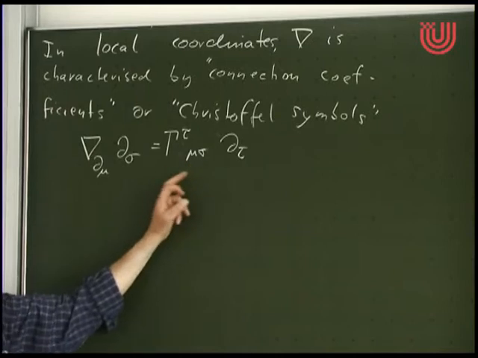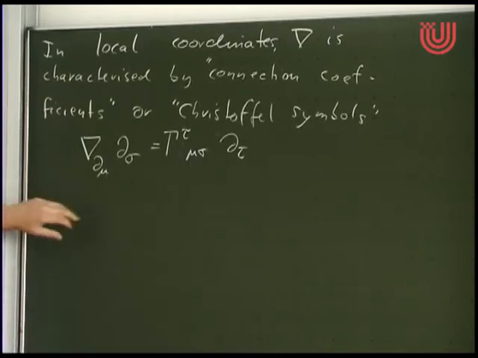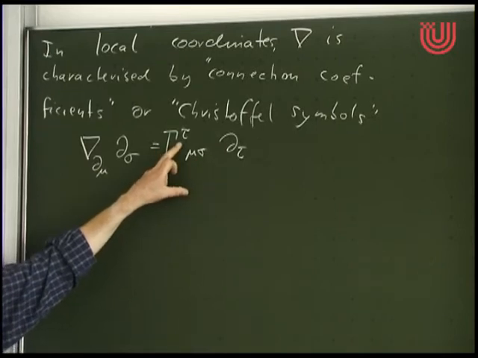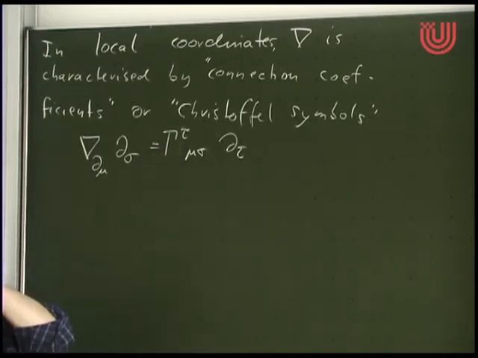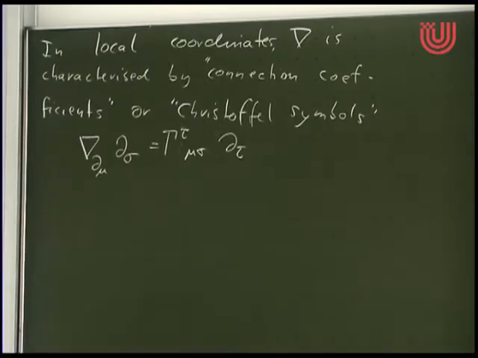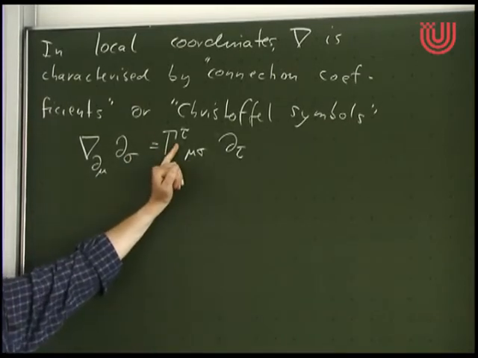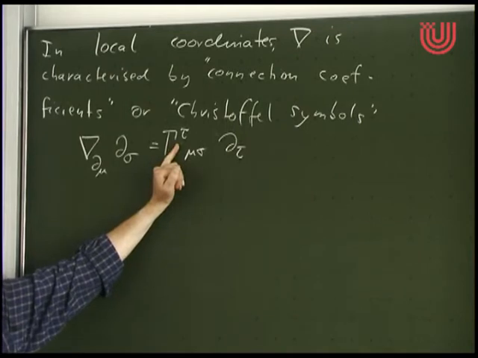So this set of coefficients, well, let's count how many there are. If we are on an n-dimensional manifold, then I have n times n times n coefficients, which determine this, right? We are mainly interested in 4-dimensional manifolds. When we talk about spacetimes, we have a 4-dimensional manifold. So how many Christoffel symbols do we have? We have 4 times 4 times 4. That's 64, is that true?